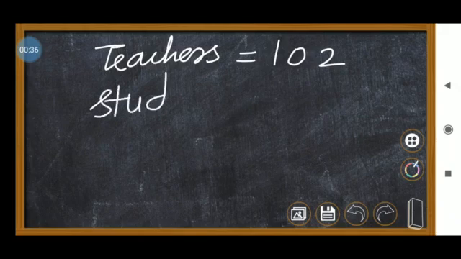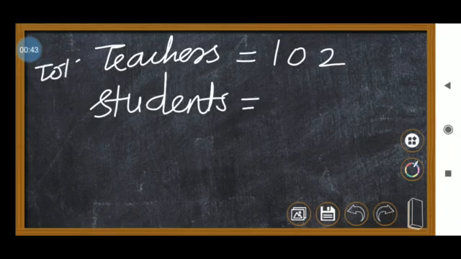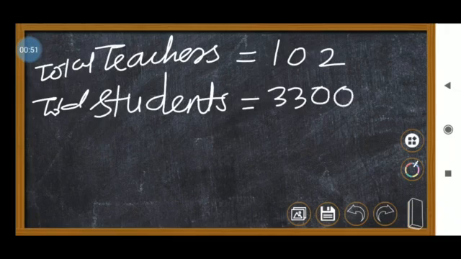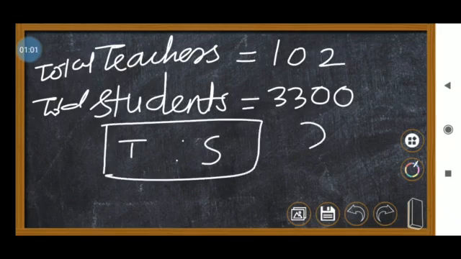So student strength is, total students, you have to write total students. Okay, so total students how much? 3,300. Okay, 3,300 students. So what they asked: find the ratio of the number of teachers to the number of students. So this is what they asked.